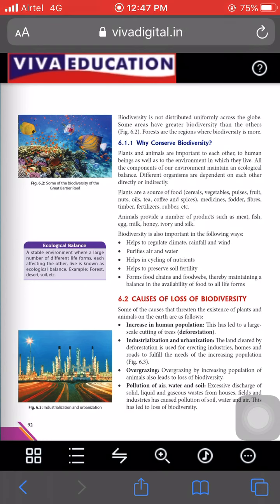Next is pollution of air, water and soil. As the demand of human beings increases, a lot of industries and urbanizations are built up, and they cause a lot of air pollution, water pollution and soil pollution. They throw the wastage into the water, and all the smoke and harmful gases that are released from the industries are going into the atmosphere.